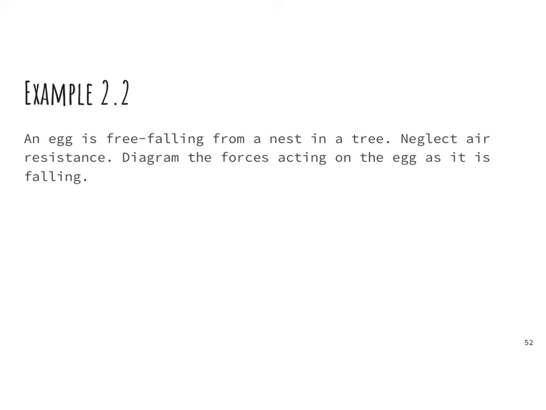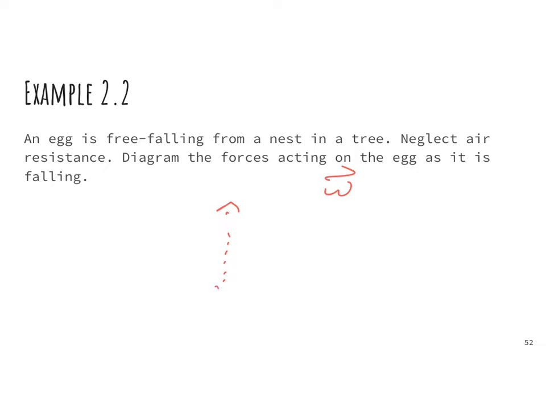Here's another example. We have an egg free falling from rest in a tree. Neglect air resistance, draw a diagram of the forces. So if I think about what forces are acting, I know I have weight. Weight is almost always a given. And as I think through this, I can't think of anything else that's actually acting. There's no drag force because there's no air resistance. And actually that ends up being 100% correct, that we think about this as an object in free fall.